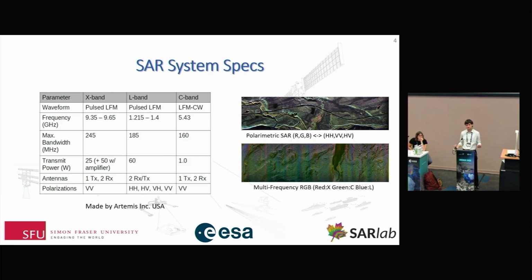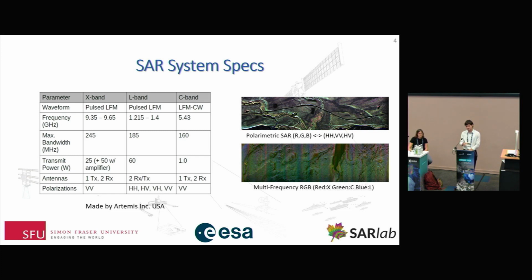Here are some system specifications for the SAR system. Again, what's mostly interesting here for this experiment is the X and the C-band systems. The X-band is a pulsed linear frequency modulated radar, whereas the C-band is LFM-CW. This doesn't make much of a difference in terms of the experiment, but they work considerably differently. One thing to note is that the X-band radar is significantly higher power. So it has 25 watts of transmit power plus an extra 50-watt amplifier. Whereas the C-band is only 1 watt of transmit power, so our signal-to-noise ratio is quite a bit lower.